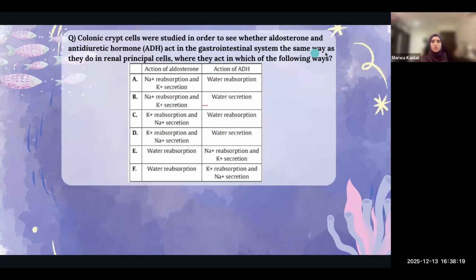Colonic crypt cells were studied in order to see whether aldosterone and ADH act in the GI system the same way as they do in the renal principal cells, where they act in which of the following ways?